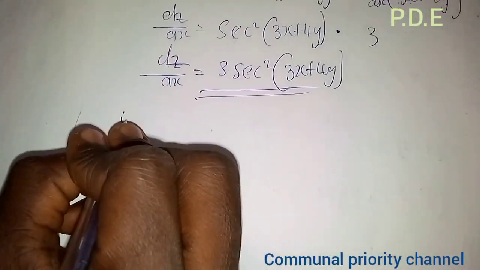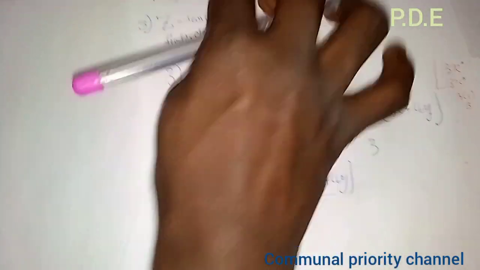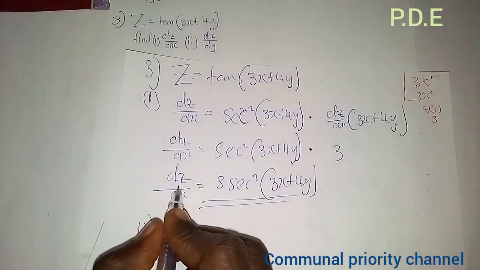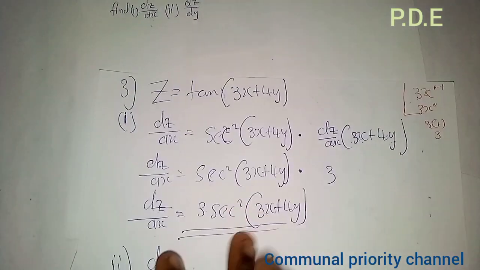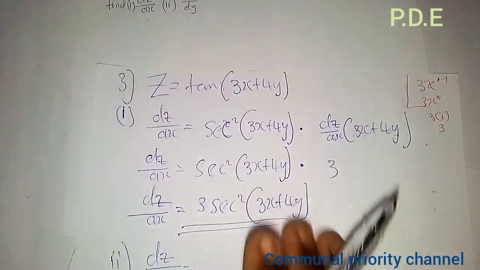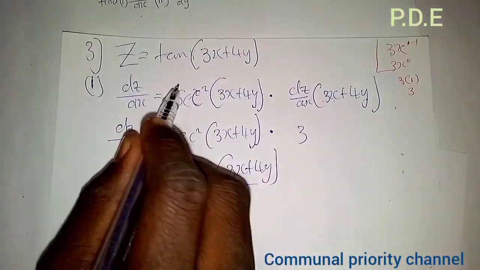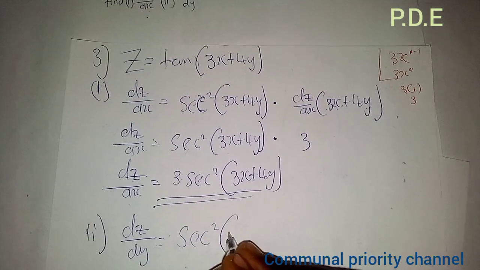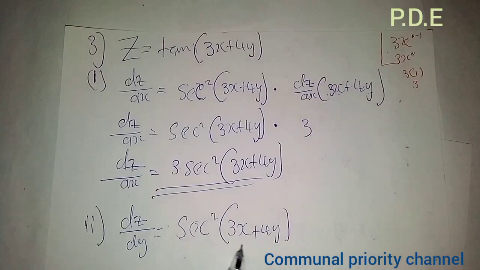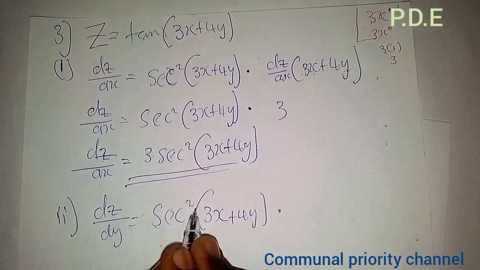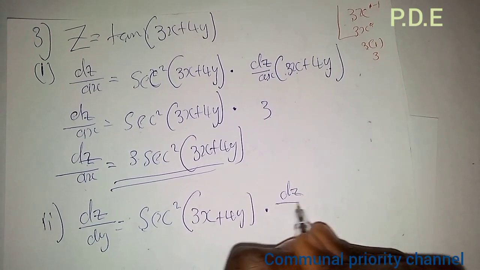Then now we're moving to Roman number 2. Roman number 2 says we should find the differentiation of z in respect to y. Now we already know our z is tan(3x + 4y). And we say the differentiation of tan is sec square. So this will be sec square of (3x + 4y). We differentiate our tan, keep the value as it is, then multiply by the differentiation of this bracket only, which is going to be dz over dy.